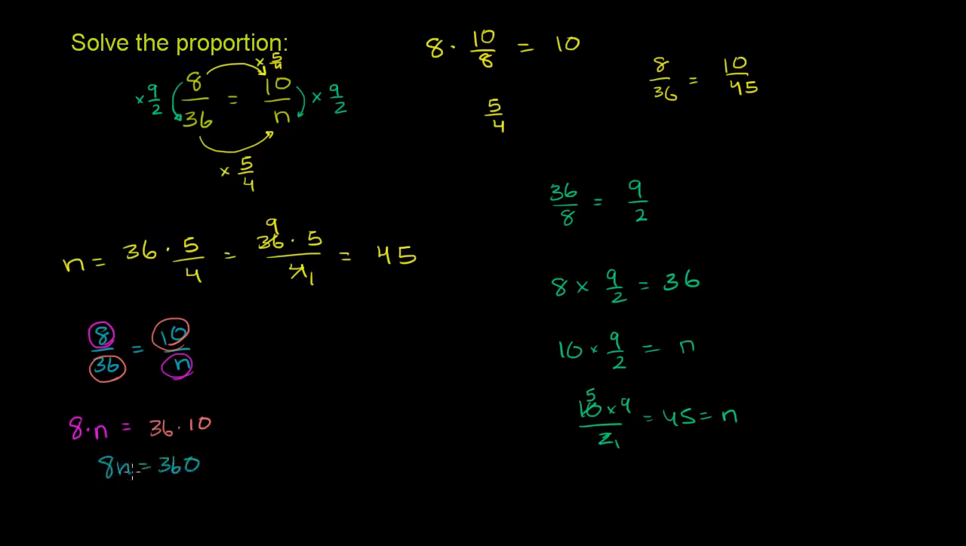And so you're saying 8 times what is equal to 360? Or to figure out what that times what is, you divide 360 by 8. So we could divide, and this is a little bit of algebra here. We're dividing both sides of the equation by 8, and we're getting n is equal to 360 divided by 8.